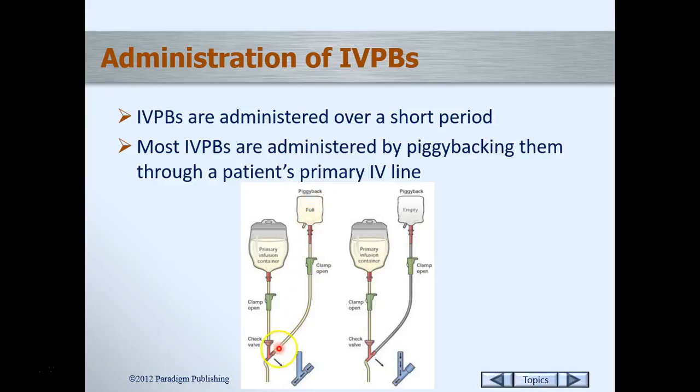Your piggyback is connected through the Y site terminal with secondary tubing, which is generally shorter and doesn't have any injection ports in it. The piggyback is actually hung higher because that forces gravity for it to shut off the original infusion. So you see here by these arrows that the medicine's running through this line. Once the medication has completed and the bag is empty, there's nothing left. So then the primary infusion will once again start running. So this has no more gravity.